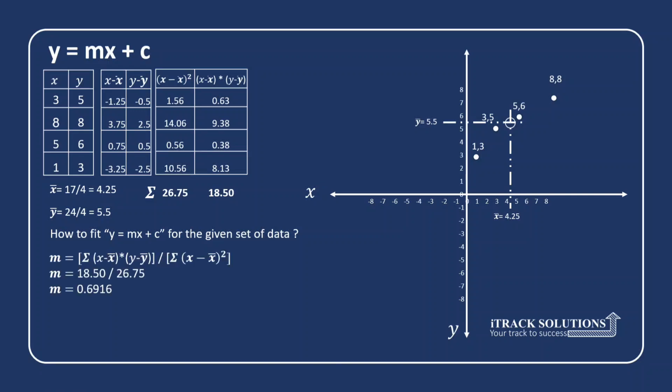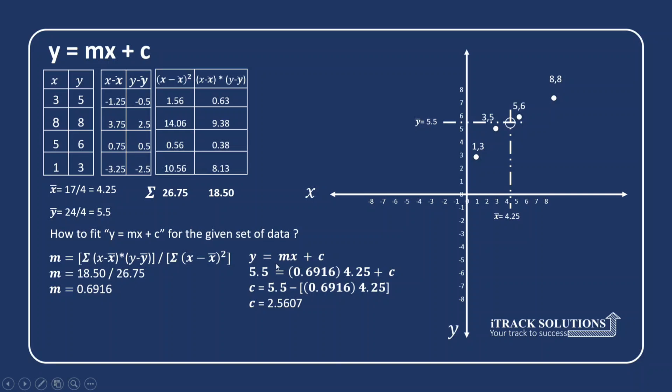Now the value of m is calculated by the summation of x minus x bar multiplied by y minus y bar, divided by the summation of x minus x bar the whole square. So if we divide these two individual summations, 18.50 by 26.75, we get 0.6916. This will be called m, or in other words, the slope of my line. And once I know the slope, knowing c, or the y-intercept, becomes very easy.